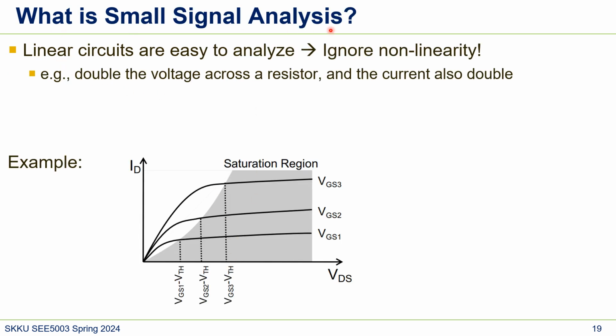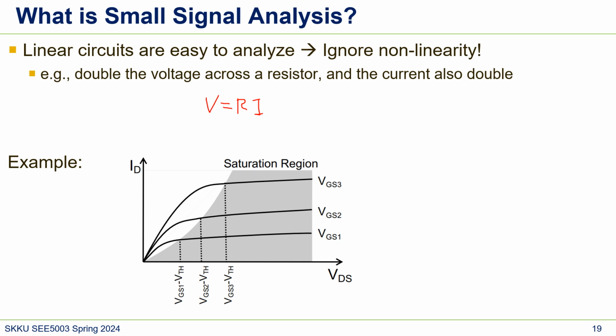What is small signal analysis? I mean, why do we care about that? Besides, small signal analysis is related to AC simulation. Linear circuits are easy to analyze. For example, here, V versus I. This is linear. If you double the voltage, you double the current, because the resistor is a constant.